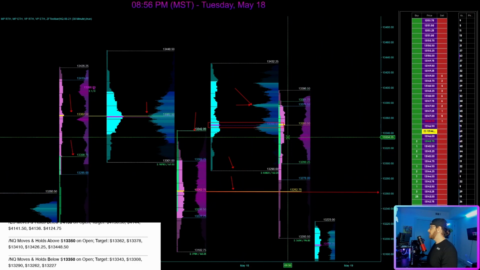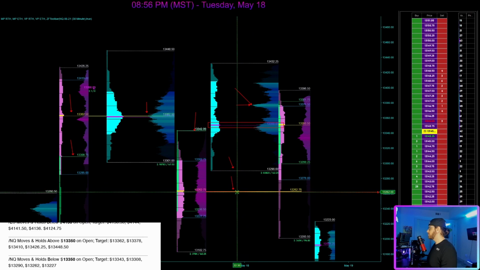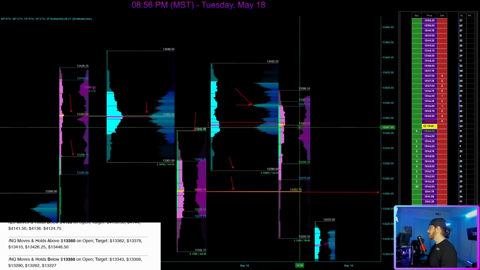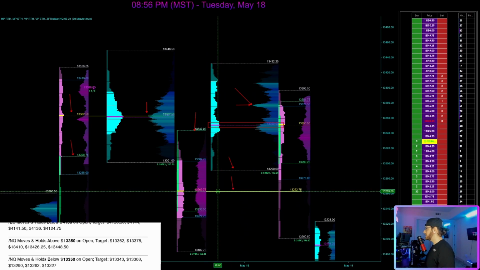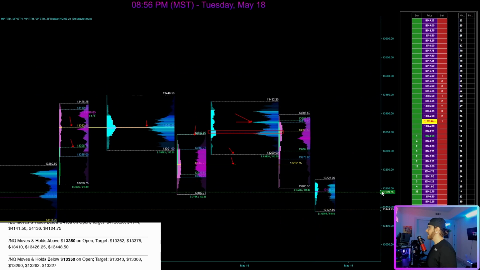Until price comes down and touches this naked point of control, it is extended. Because we came down and touched 13,262 today in the regular trading hour session, that's why you can see this point of control stops right here, because that's when it was tested.